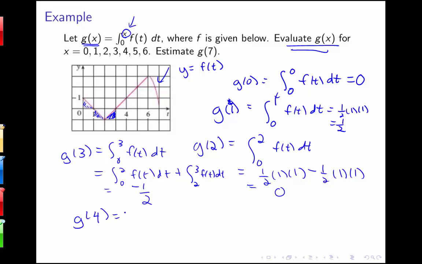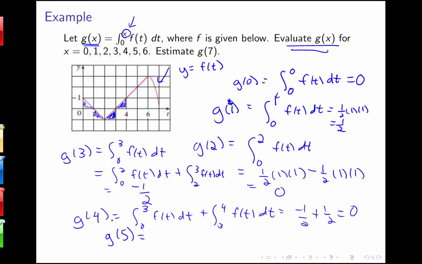G of 4 is going to be the integral from 0 to 4, or the integral from 0 to 3 of f of t dt, plus the integral from 3 to 4 of f of t dt. So it's going to be negative a half plus what I have from 3 to 4, so that's plus this piece. I see that I'm going to be adding a half, so g of 4 is also going to be 0.